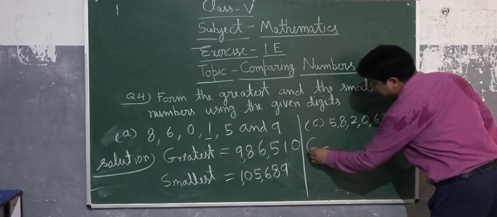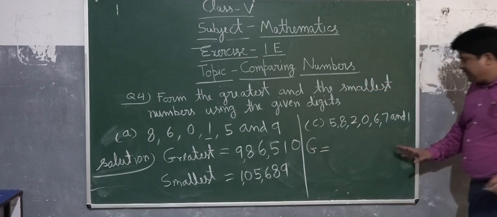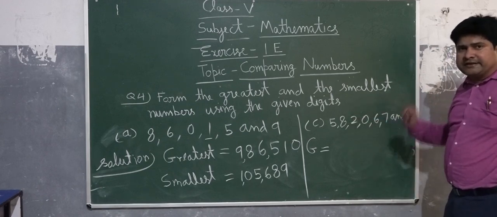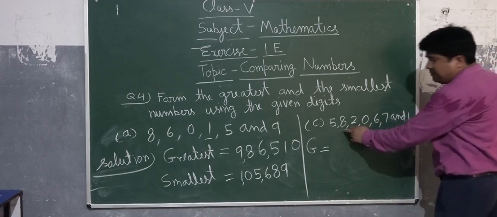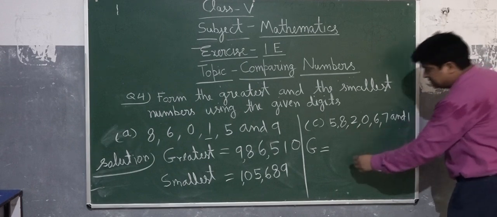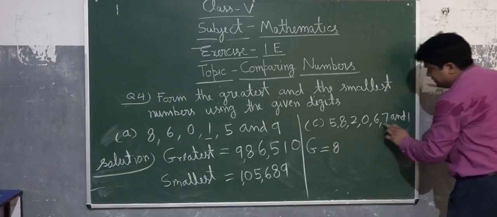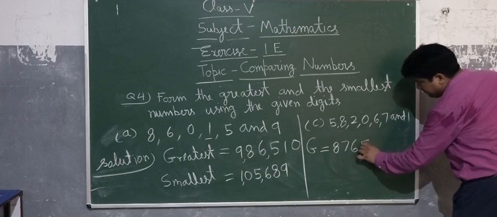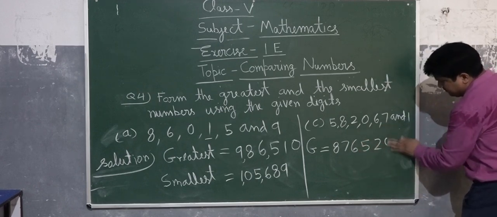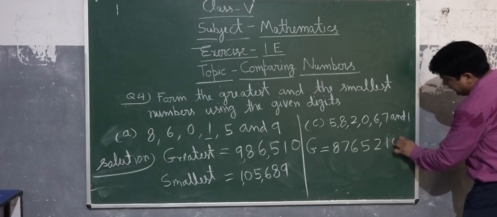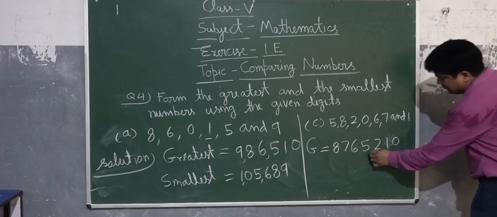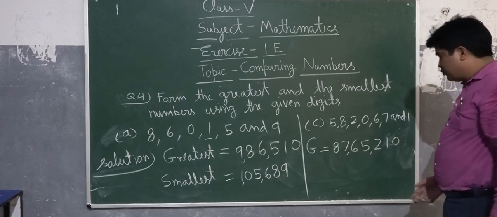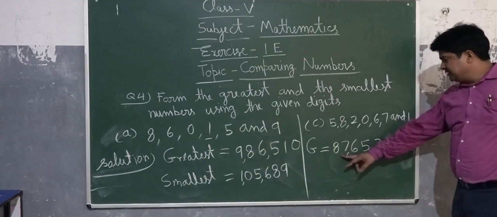G for greatest. While making the greatest, we will choose the greatest number. Which one is greatest among them? 8 is greatest. So we will write 8. Then after it, second 7. Then third 6, 5, 2, 1 and 0. We will divide according to their groups. This is greatest.